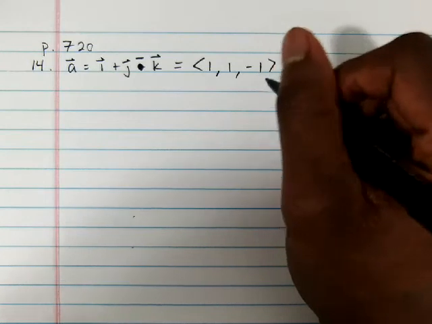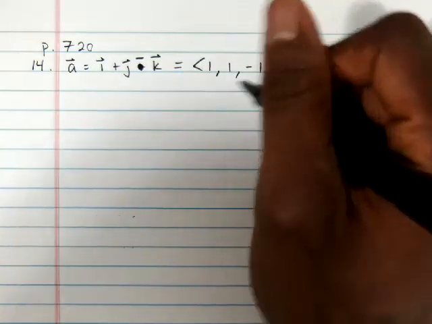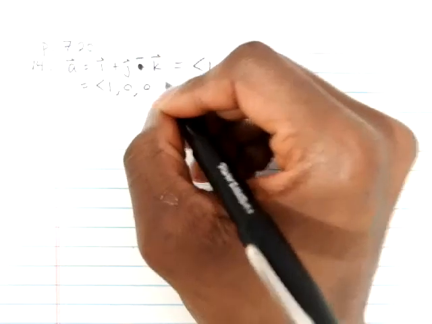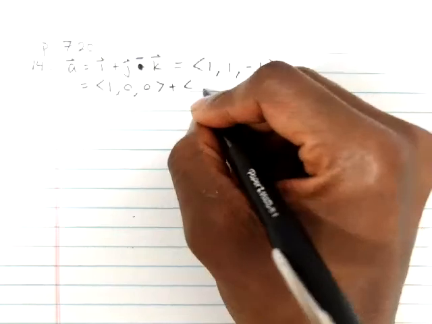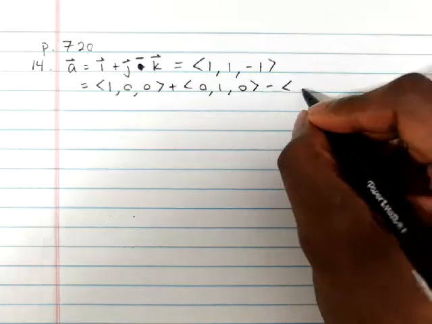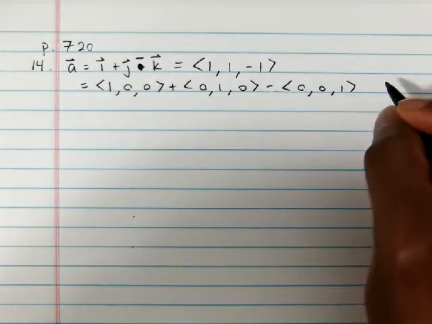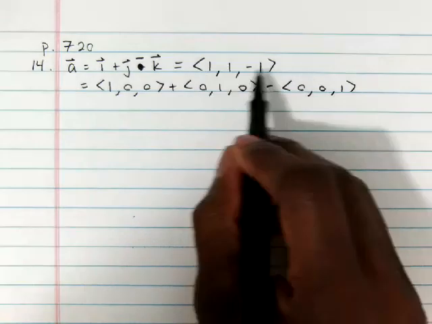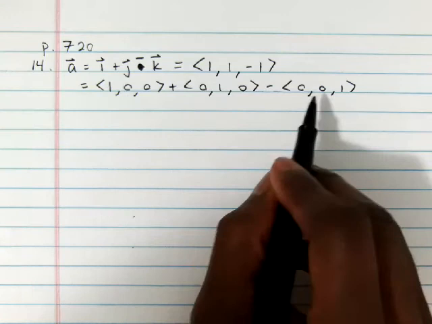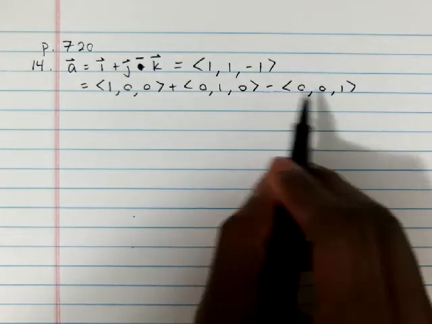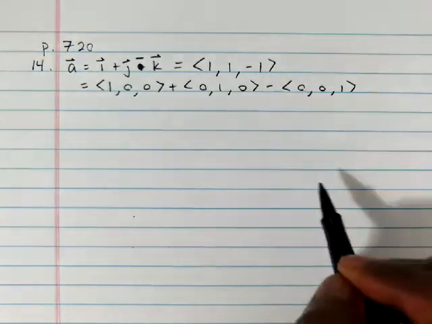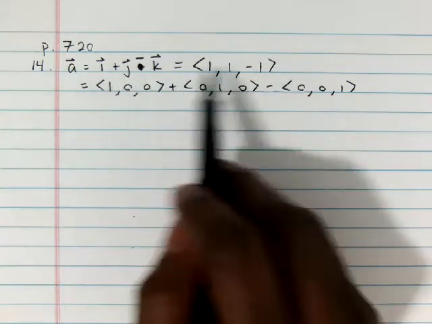Now, if we wanted to go a longer route to get to this same thing, you could say, okay, well, this is 1, 0, 0 plus 0, 1, 0, and then minus the vector 0, 0, 1. And when you put these three things together, you will get precisely that, because 1 plus 0 gives us our 1. 0 plus 1 minus 0, oops, I said plus but I meant minus, gives us a 1 there, and then 0 plus 0 minus 1 gives us our negative 1. So either notation is fine.